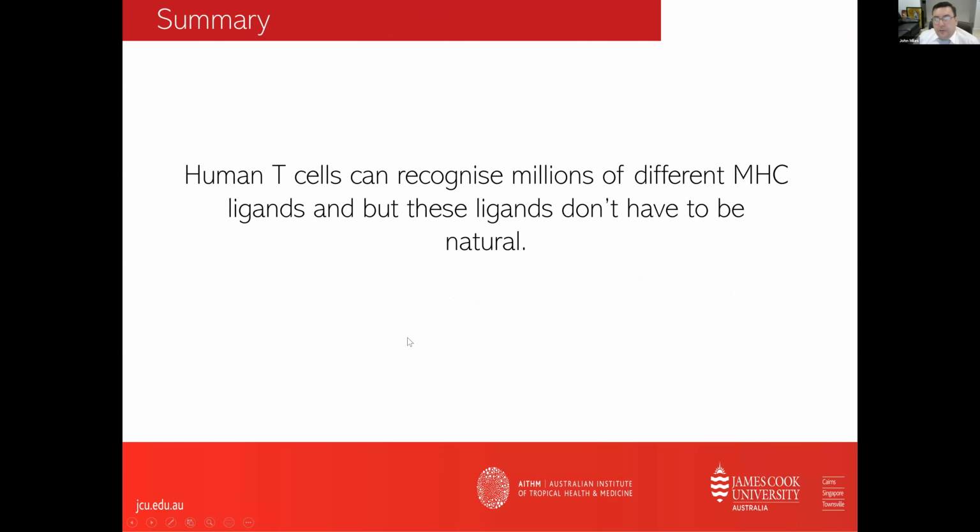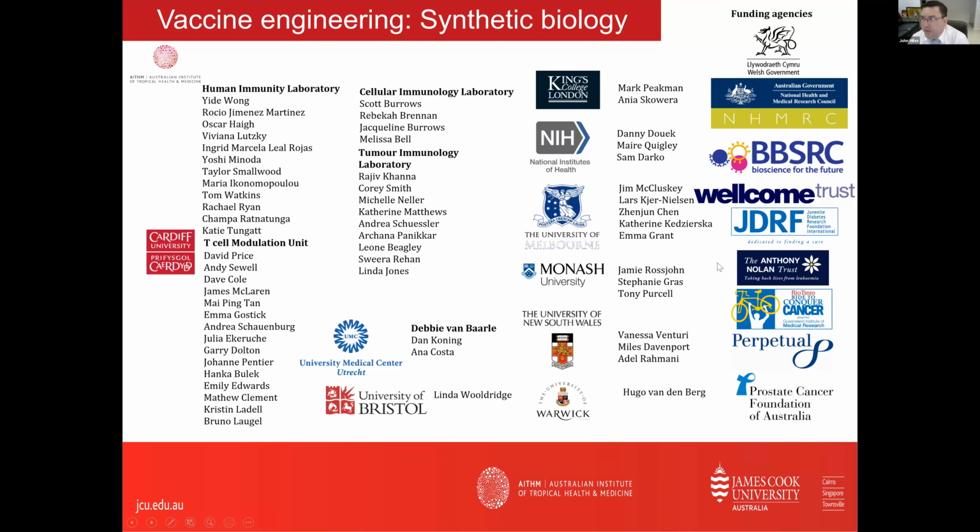So I'd just like to leave you with this message. Human T cells can recognize millions of different MHC ligands, but these ligands don't have to be natural. We can create them. We can modify biology. And with that, I'd like to thank everyone involved in the study. And I'm happy to take questions.